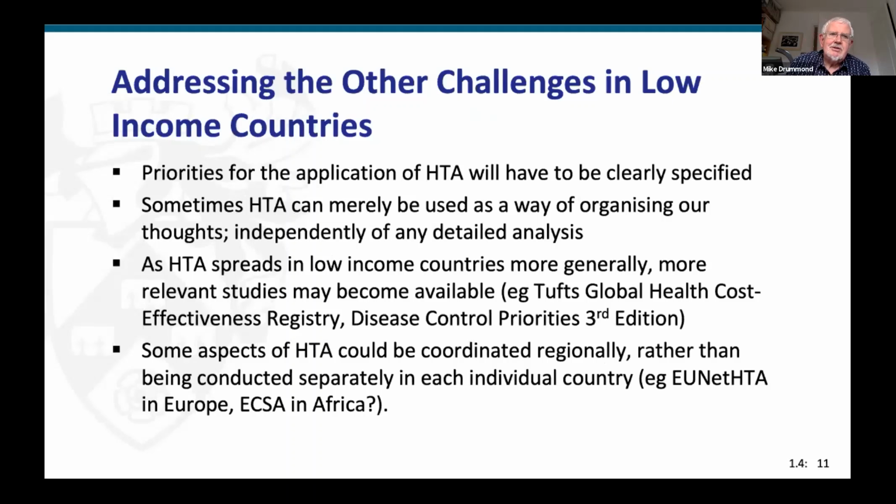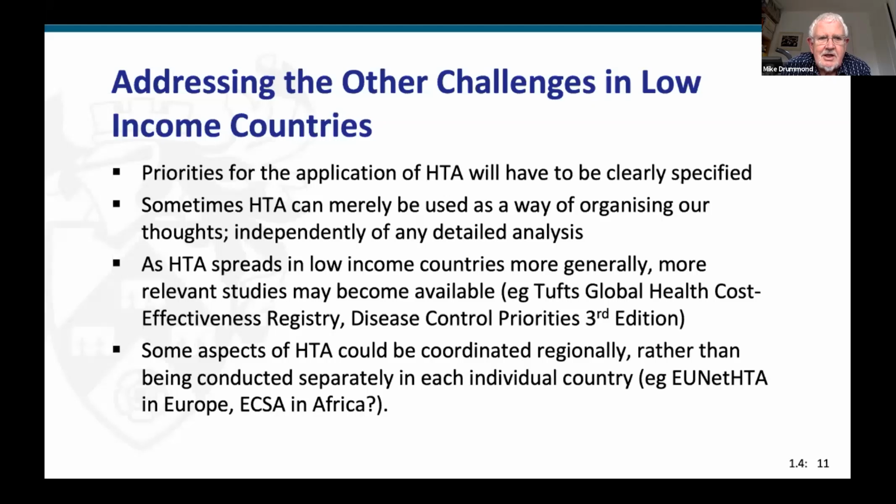Other challenges that I mentioned, we've been thinking already about how we might address these in Malawi. And I think this is going to be one of the key features of the project as we go forward. I think we need to think about what are the priorities for application of HTA. And we need to clearly specify those, because we won't have enough resources to study everything that we would like to study. I think we should also give attention to using the framework of conducting HTA more generally as a way of organising our thoughts about these kinds of decisions. And I think that can be relatively helpful, even though in some cases we might not have the funding or the time to do a detailed analysis.